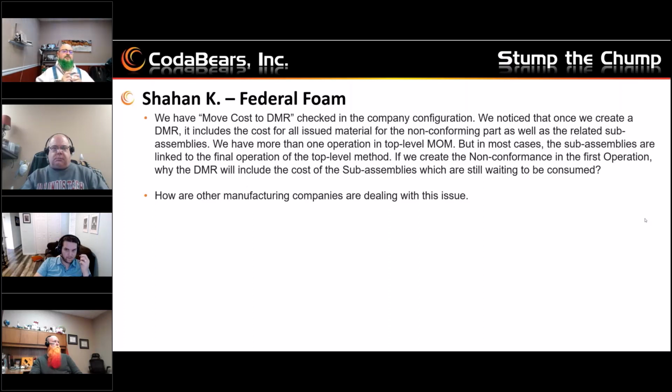Yep. Yeah, but I haven't made them. I see what you're saying. Those lower level assemblies are on future operations. They haven't been performed yet. So the other assemblies that it's rolling into the DMR costs are on operations that haven't even started yet. But if they're lower level assemblies, then how can they not be started if the upper level is being produced?